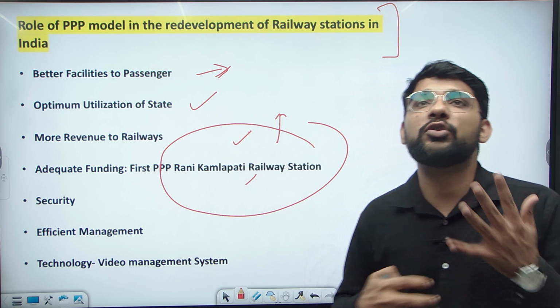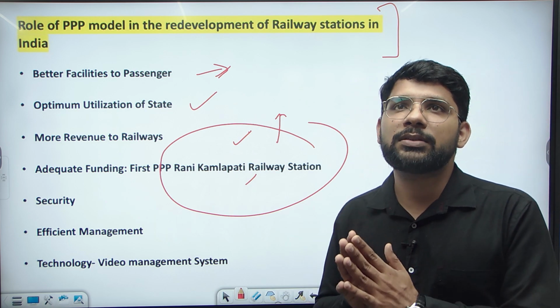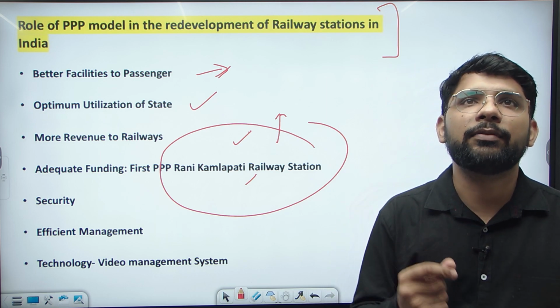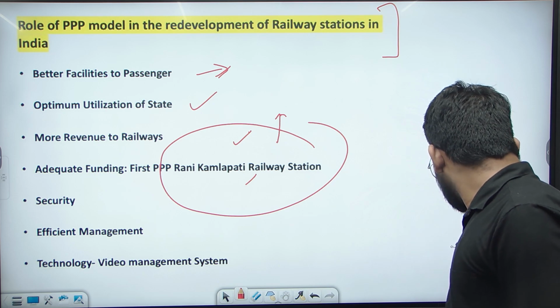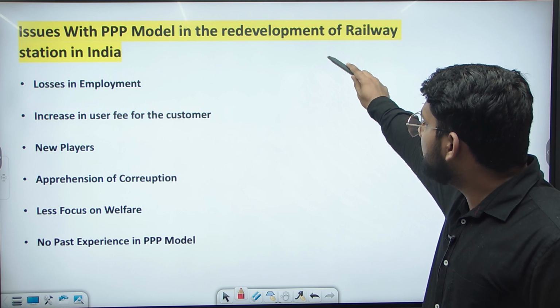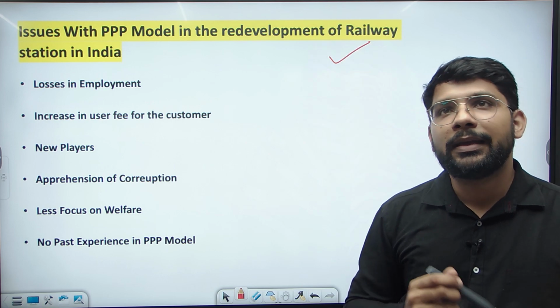We write about the positive sides, but we need to list some of the negative aspects of the public-private partnership. So let's see what the negative side of the public-private partnership in the railway development is. Issues with the PPP model in the redevelopment of railway stations in India.